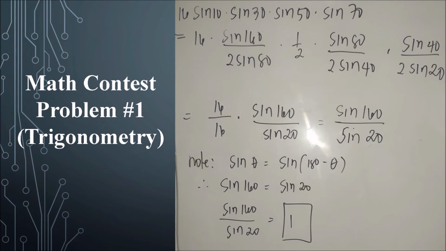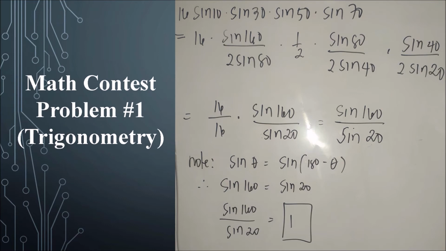Next, so the problem is 16 times sine 10 times sine 30 times sine 50 times sine 70, and that will become 16 times sine 160 over 2 sine 80 times 1/2 times sine 80 over 2 sine 40 times sine 40 over 2 sine 20. Now notice this. We can cancel sine 80, sine 40, and sine 40.